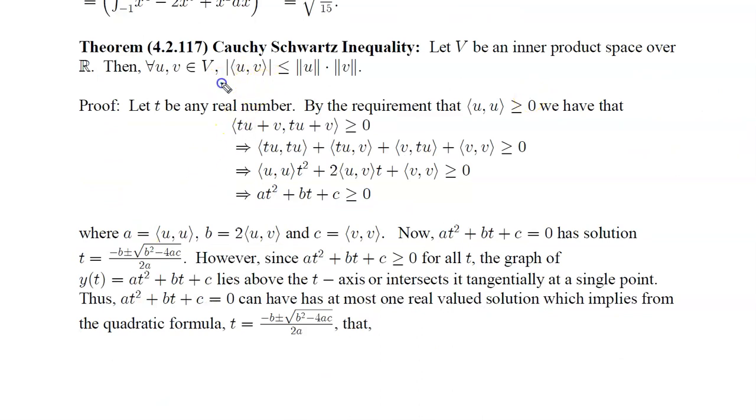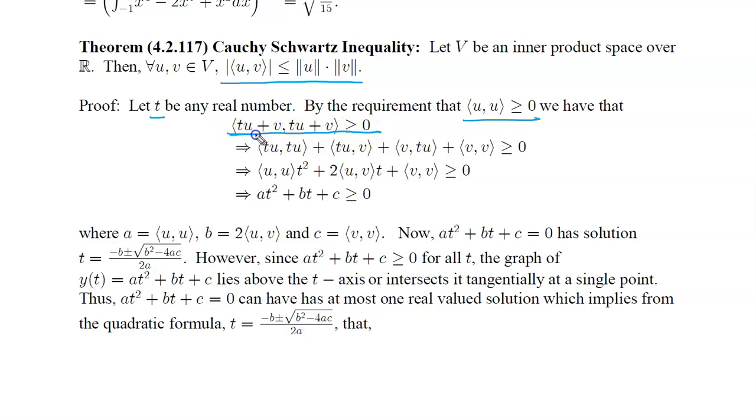All right, so to prove this right here, we're going to start out as follows. We're going to let t be any real number. And by the requirement that the inner product of u with itself is bigger than or equal to 0, we then have this result. So the inner product of tu plus v, for any two vectors u and v, with itself is bigger than or equal to 0.